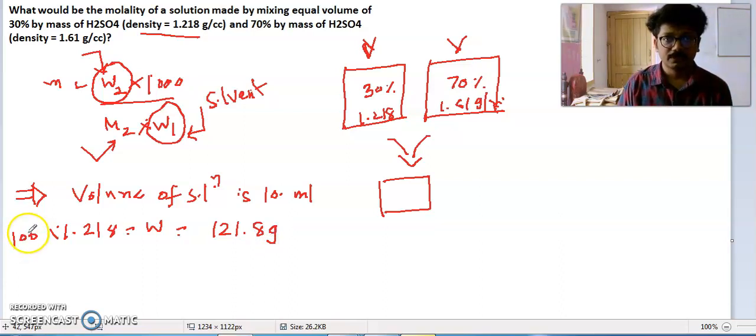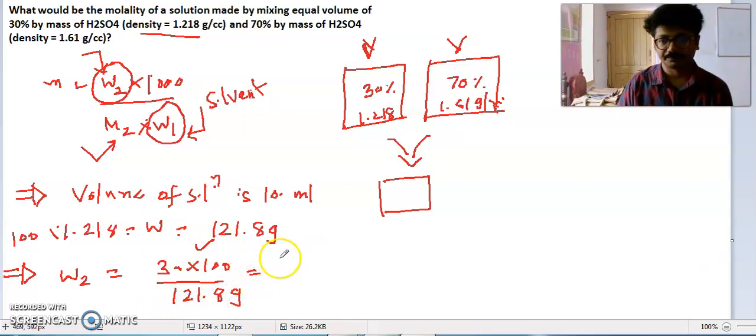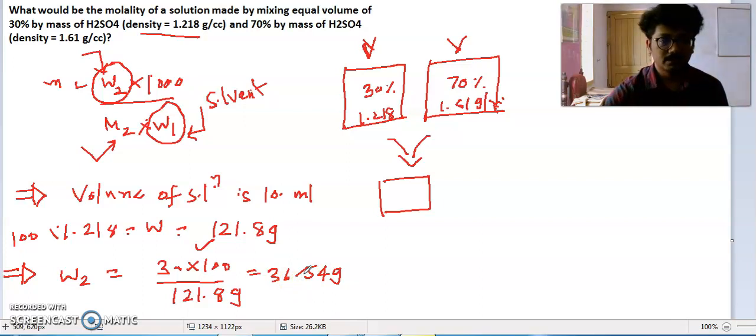This is the mass of solution. But in that particular solution, now I have to find the 30% mass of solute, that is H2SO4. So W2, the mass of H2SO4, will be 30% of, not 100, but the total mass of solution, that is 121.8. And the answer comes 36.54 gram.